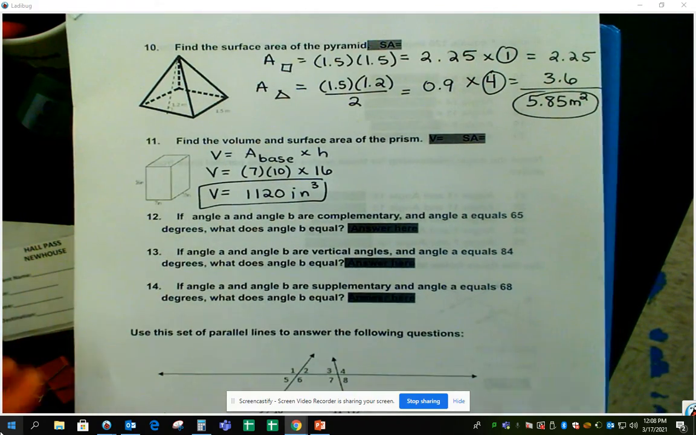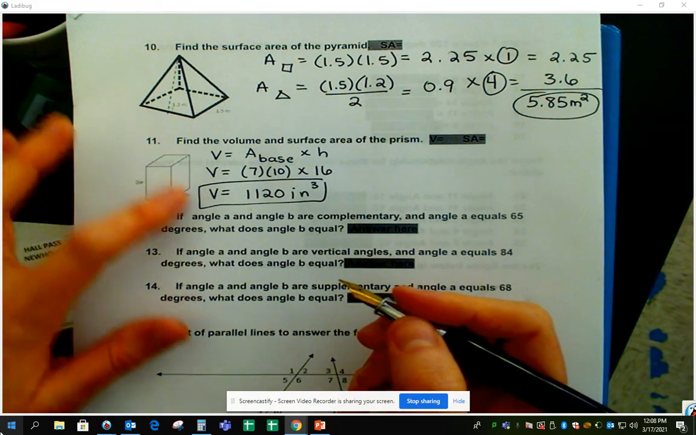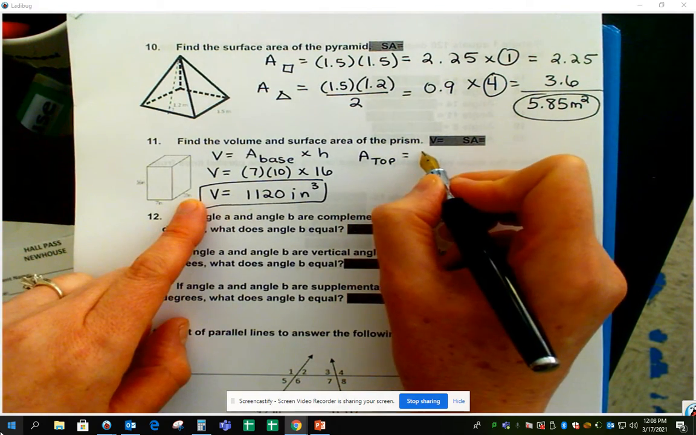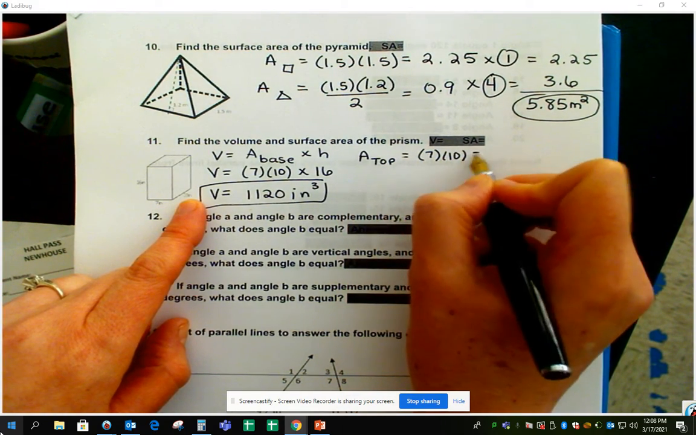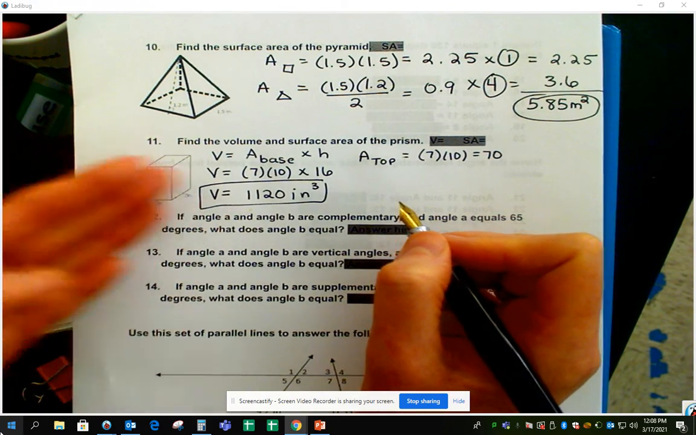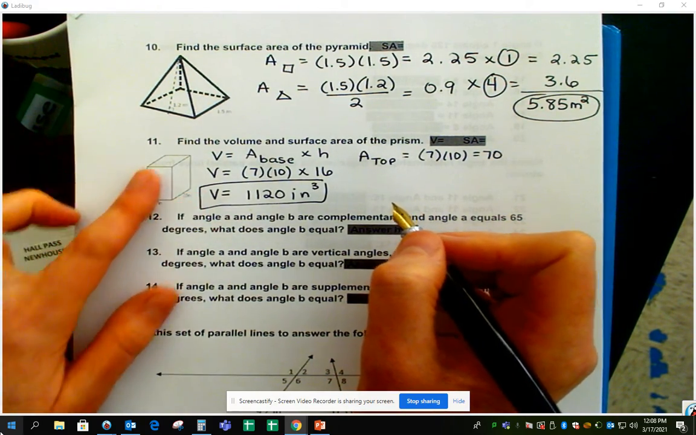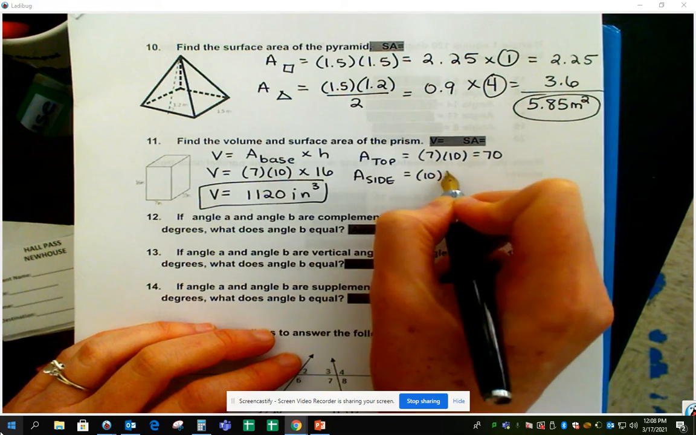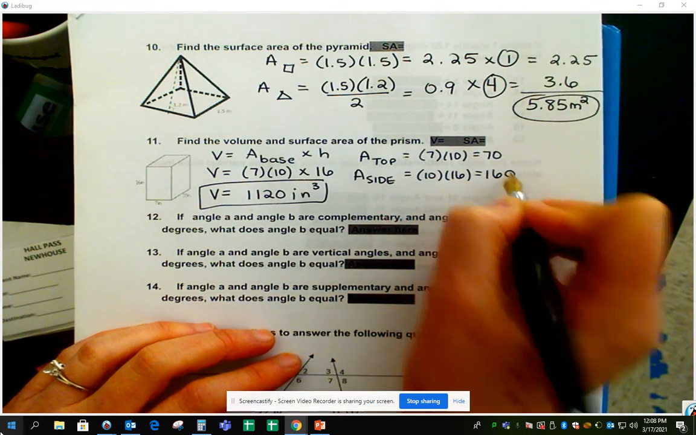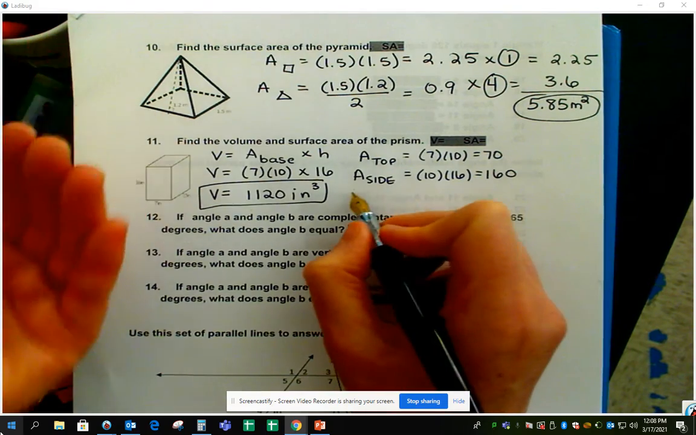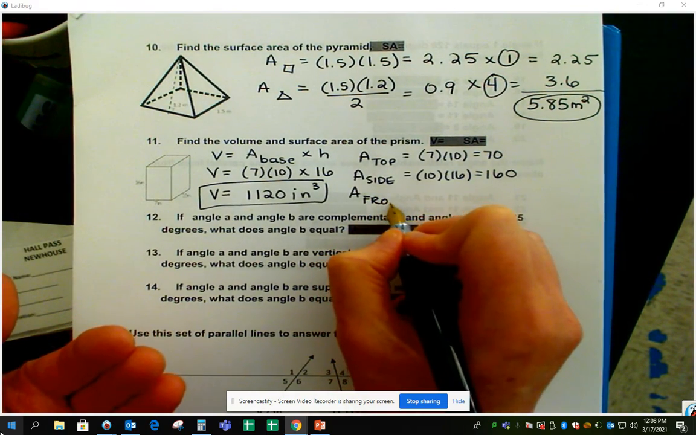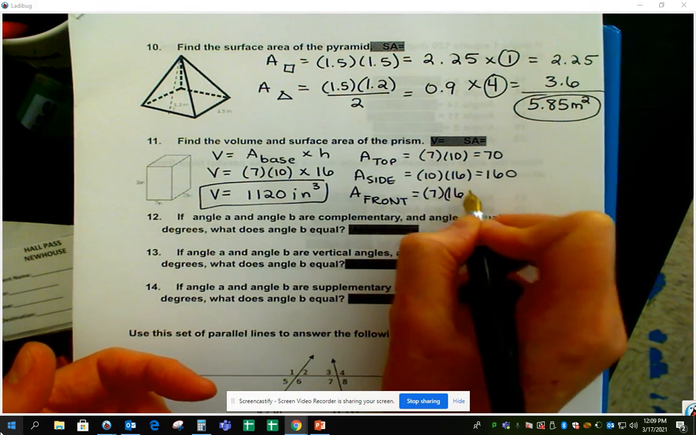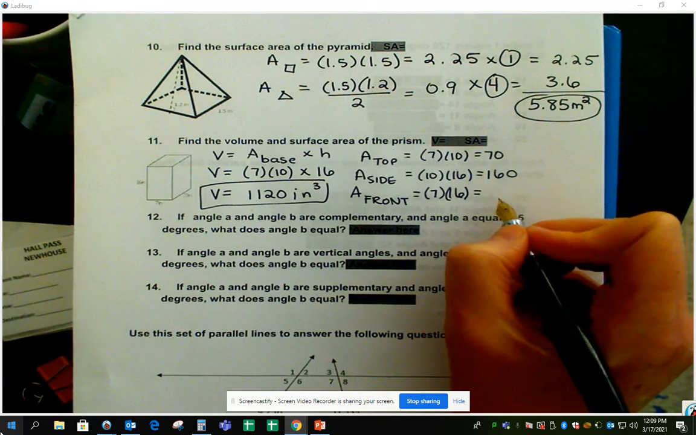Now for surface area, let's break it up. So the bottom and the top are the same shape. So let's pick one area of the top, and we're going to do 7 times 10, which is 70. Now the sides are 10 by 16. So let's do area of a side. It's 10 by 16, which is 160. And then the front and the back faces, we'll pick the front, is 7 by 16, which is 7 times 16 is 112.